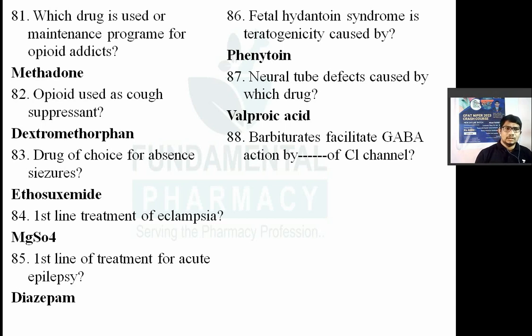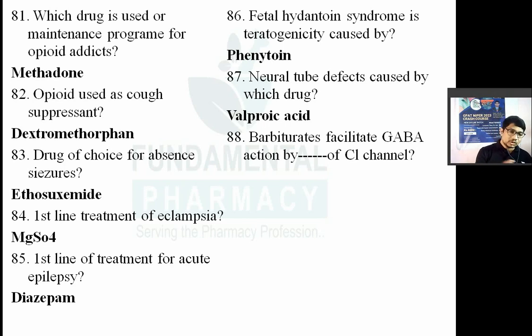Question was there once. Now barbiturates facilitate the GABA action by opening the chloride ion channel, but they open the chloride channel for a longer duration, so they increase the duration of opening of the chloride channel. So chloride goes inside for a long time, okay, but only as much as normally goes. So they increase the duration of chloride ion channel opening in the GABA.